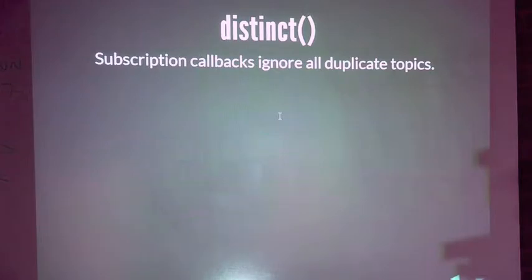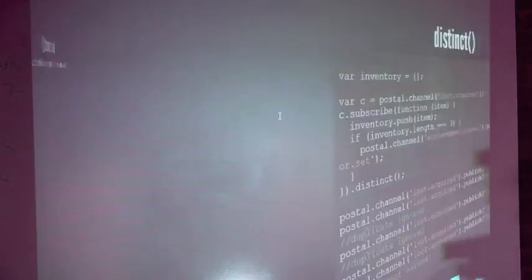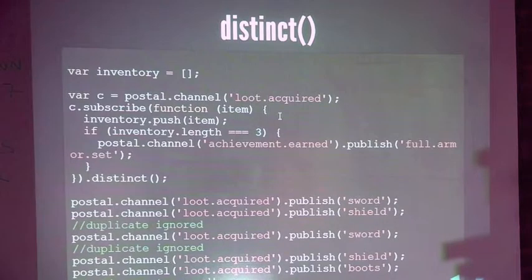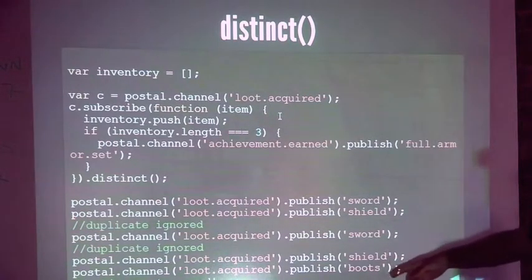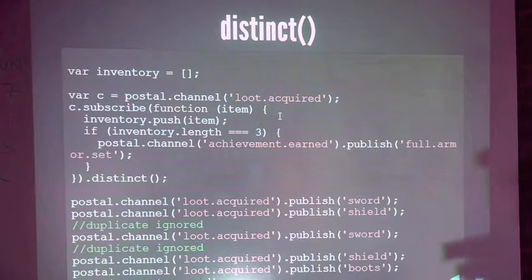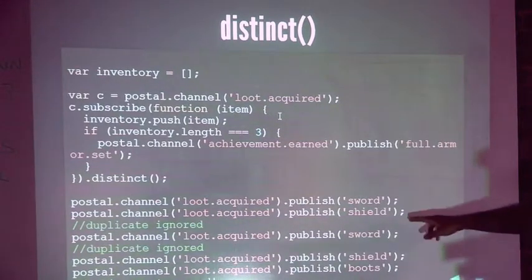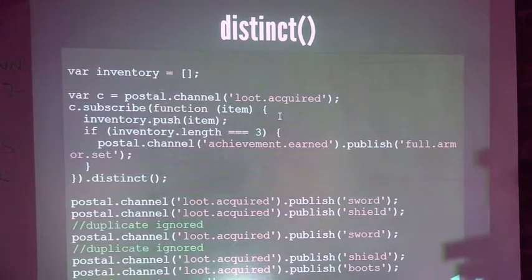Distinct is what you're really thinking of, right? Subscription callbacks ignore all duplicate topics. So in this case, this is our imaginary World of Warcraft type game where I'm acquiring loot. I'm running around the world, and there's some awesome stuff down in, I'm going to pick up all this crap. And the important thing is, though, that I only need one of each of these, so there's no point in me picking up more. So when I fire these events down on the Postal channel, loot acquired, I get a sword, I get a shield, I get another sword, a shield, and boots. Basically it's going to take a look at the data, and it's going to take a look at the message that was published, and those two combined, it's going to ignore all the duplicates.